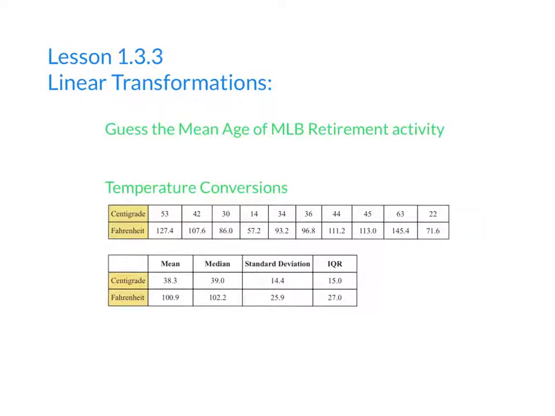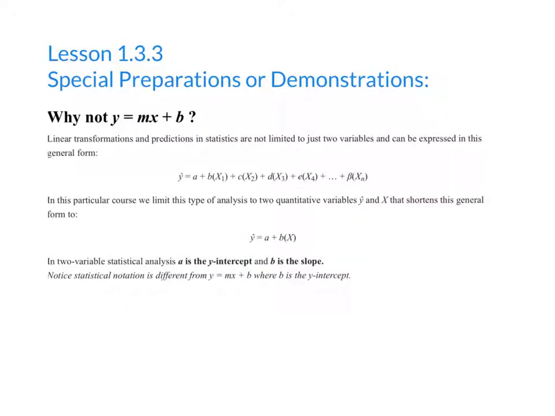Lesson 1.3.3 leads the students through some situations demonstrating that transforming data via multiplication will affect measures of center and spread by the same factor, while transformation by addition or subtraction does not affect measures of spread. Lesson 1.3.3 includes a math notes box explaining why statistics uses y = a + bx for one-variable transformations rather than y = mx + b.